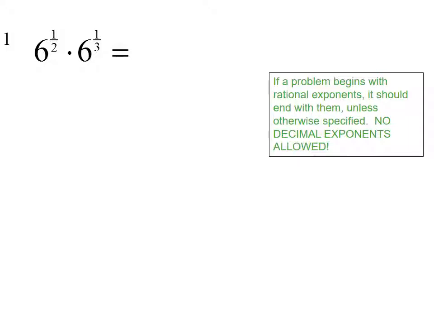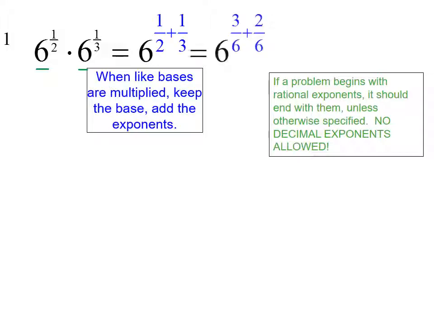So let's practice. Do we have like bases? And the answer is yes. So we're going to keep the base and add the exponents. 1/2 plus 1/3. Put it in your calculator, 1/2 plus 1/3. You'll get a decimal, hit math, enter, and you'll get 5 over 6. So 6 raised to the 5 over 6.